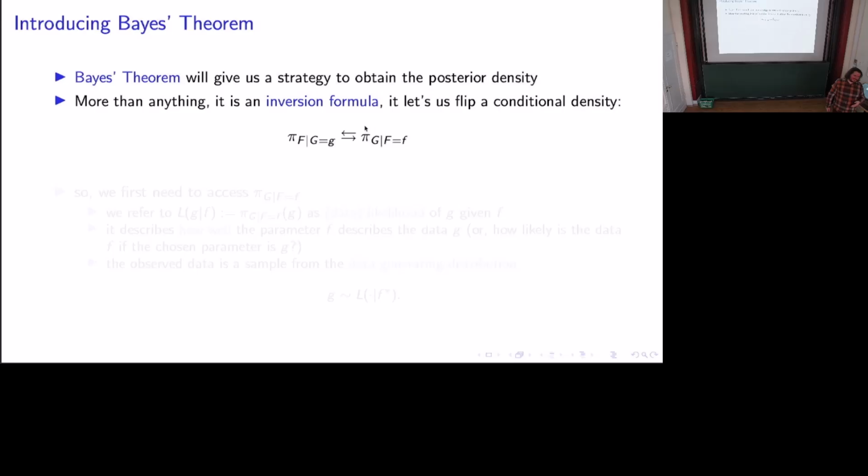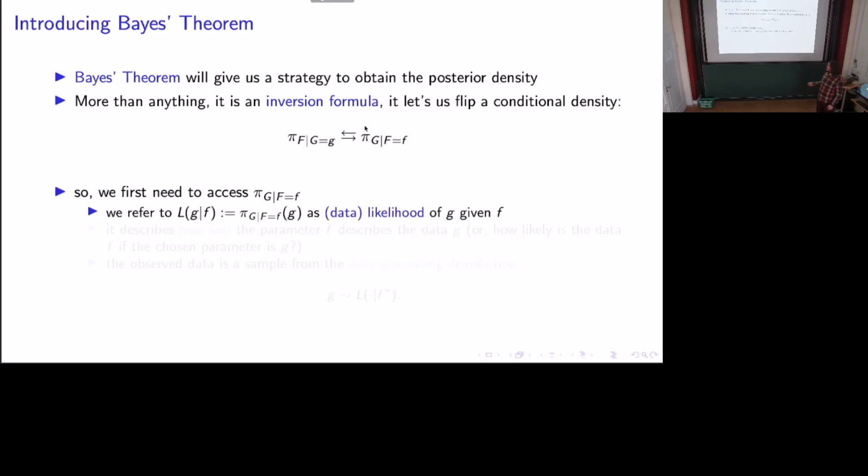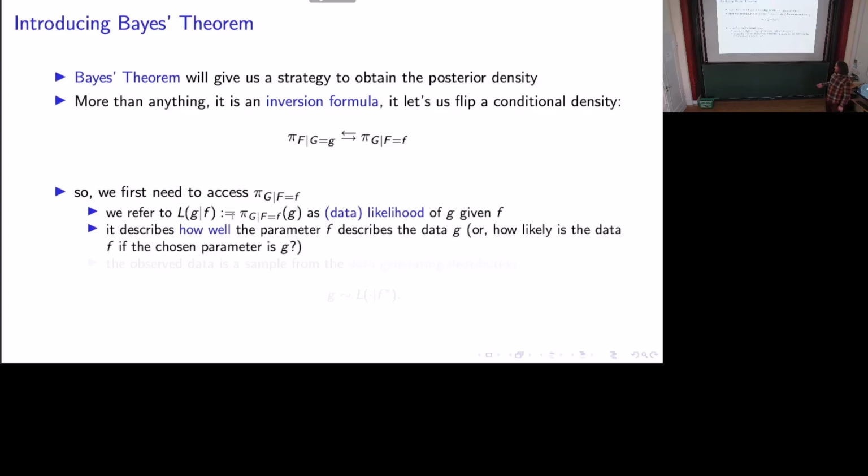Now I can say, okay, does that make anything easier? And actually it does, because this density of the data given the parameter is a very well-known object in statistics. It's called the likelihood, or the likelihood function. So that's something that we are often able to actually derive. And what it does is essentially describe how well the parameter f describes the data. So, how likely is it that a certain data set is chosen given that f is the parameter.